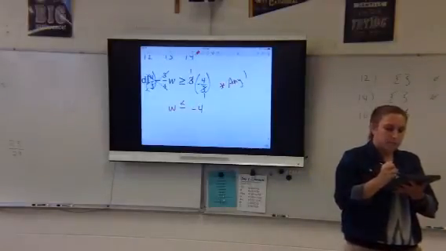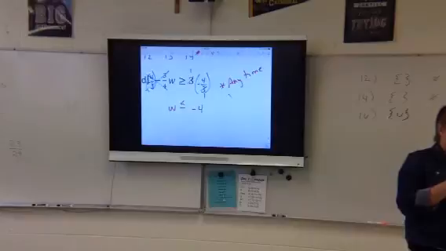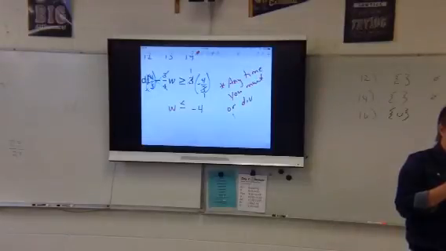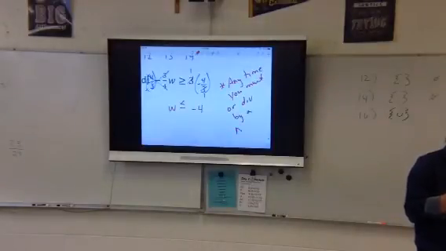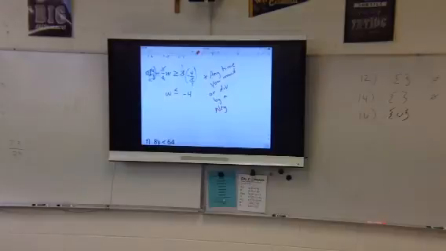Anytime you multiply or divide by a negative number, flip the inequality symbol.